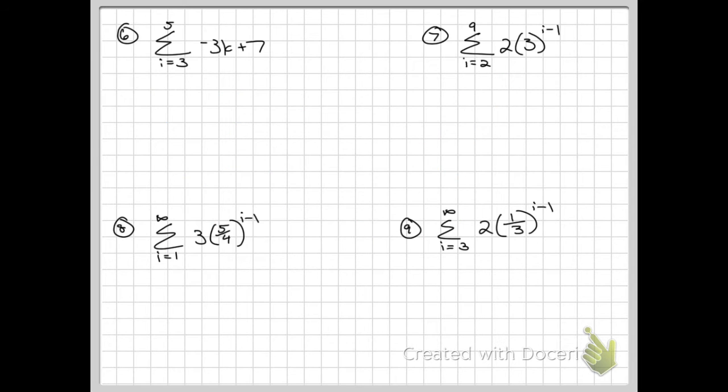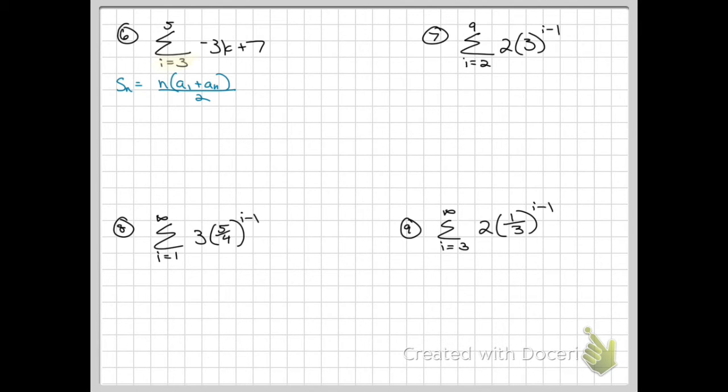Okay, why don't you try to do these? See if you can plug them into the formulas and solve for the sum, right? Sigma means the sum, add them up. Okay, so for arithmetic, right? Number 6 is arithmetic. It's n times a1 plus an all over 2. So make sure you pay attention to sigma.